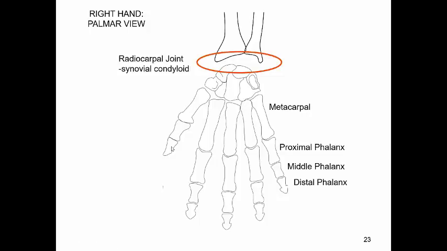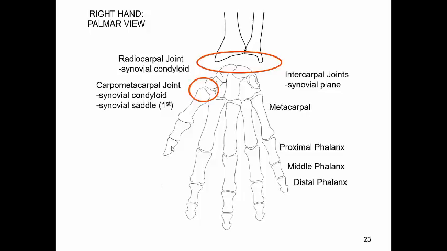In terms of the joints, the radius and the proximal row of carpal bones articulate together to form the radiocarpal or wrist joint, which is classified as a synovial condyloid or ellipsoid joint. The intercarpal joints themselves form articulations with each other, and these are classified as synovial plane joints. The first carpometacarpal joint is a very unique joint and is classified as a synovial saddle joint, and the remaining carpometacarpal joints are all synovial condyloid or ellipsoid joints.